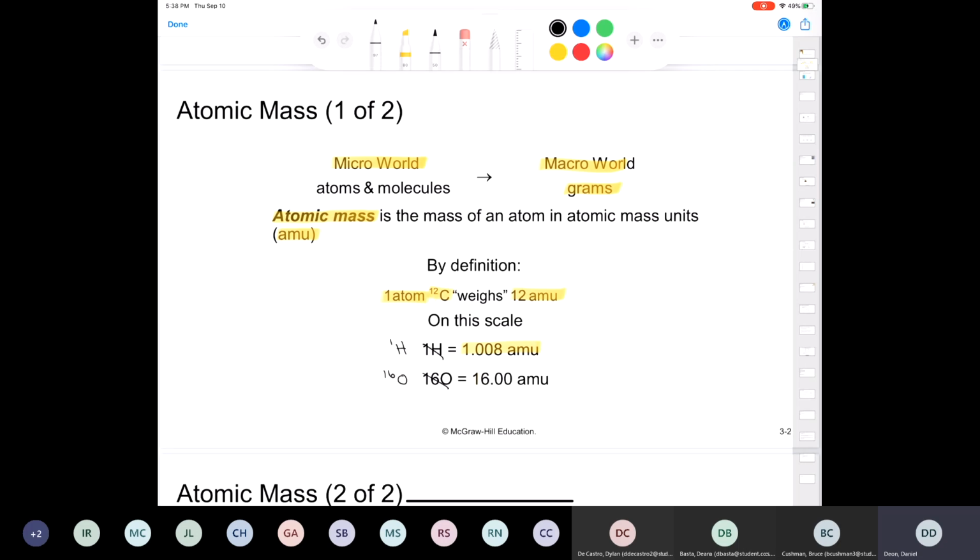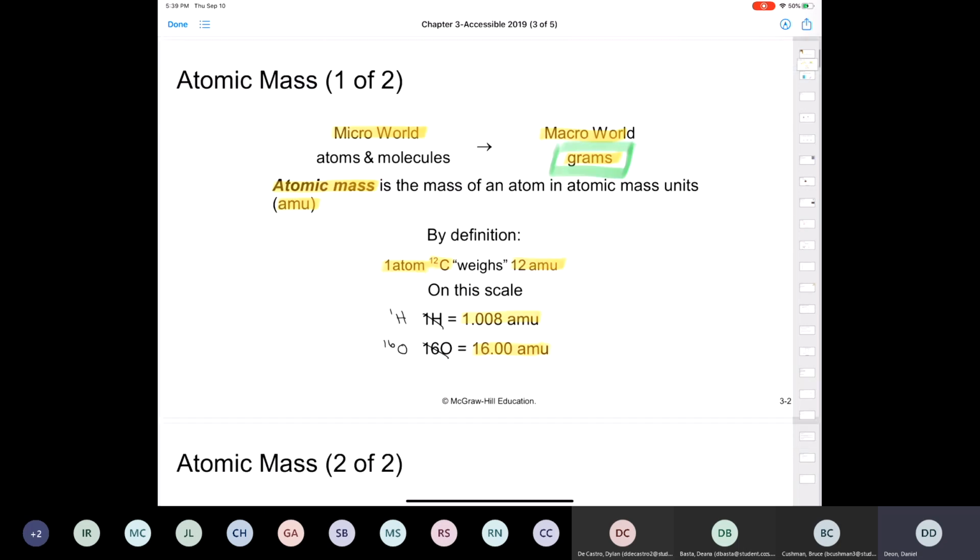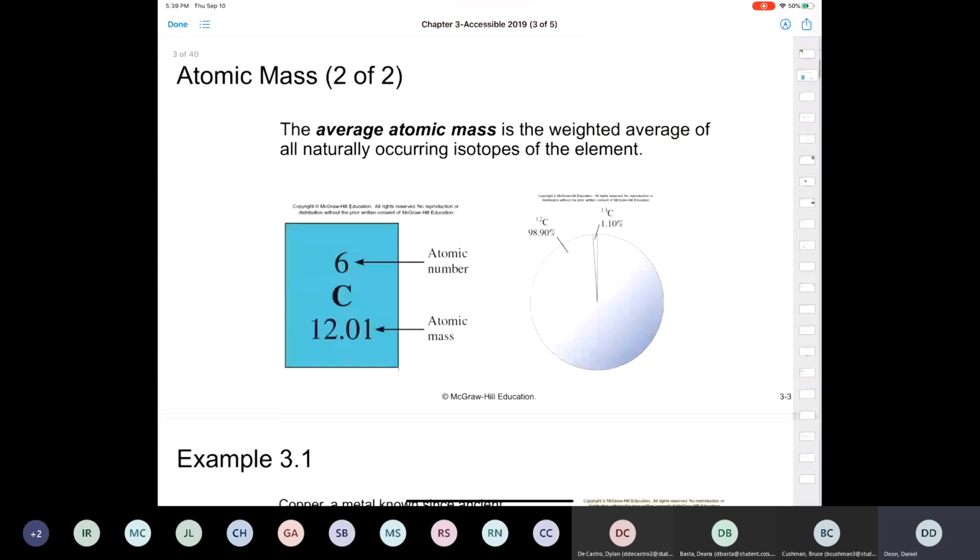Anyhow, you might be thinking, okay, well, what's so great about this? Because atomic mass units are so small. How can I relate that to grams? And I'm going to show you how to do that in just a second. Okay, so what's the take-home message? Is that an atomic mass unit is 1/12 of the mass of carbon-12. Okay, and we're going to look at how we can relate the atomic mass unit to grams.